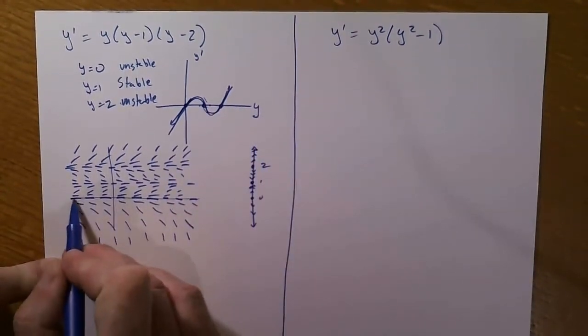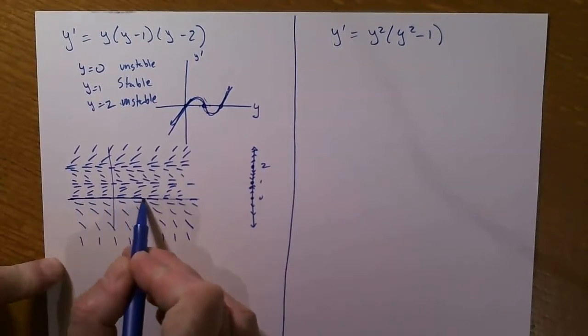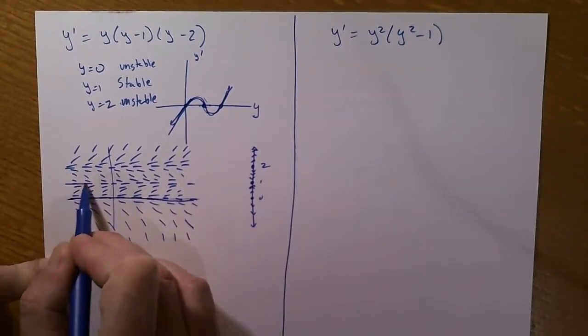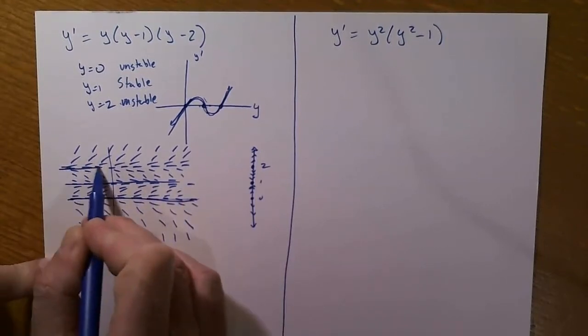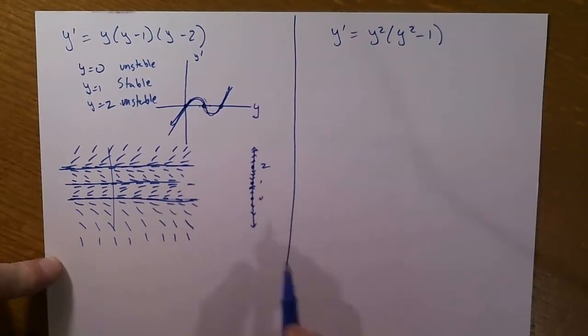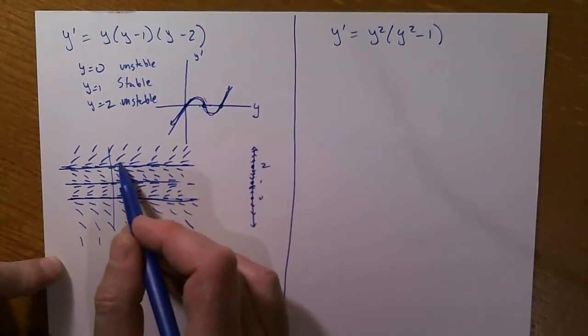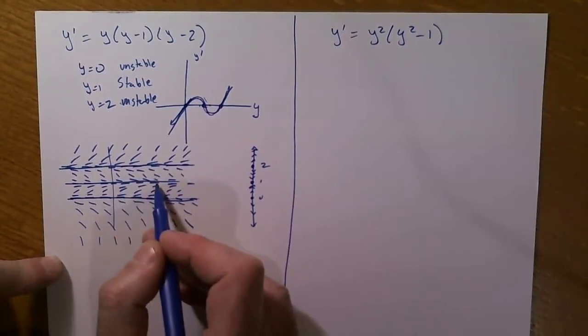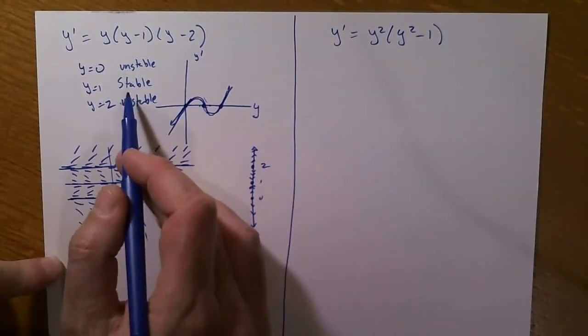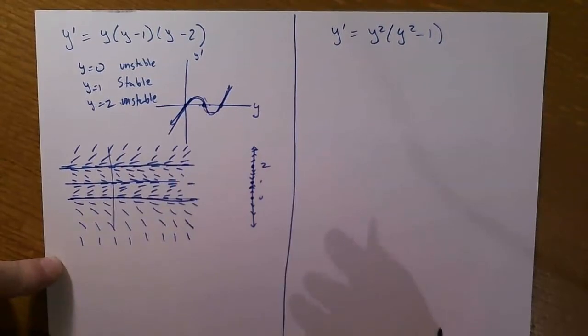Notice the equilibrium values of 0, 1, and 2. And what I see is things are pushing away from 2, things are pushing away from 0, but things are collecting in towards 1, hence the stable at 1 and unstable at the other 2.